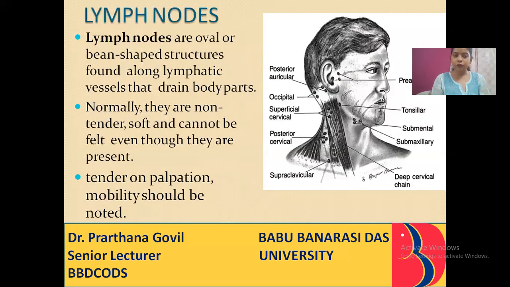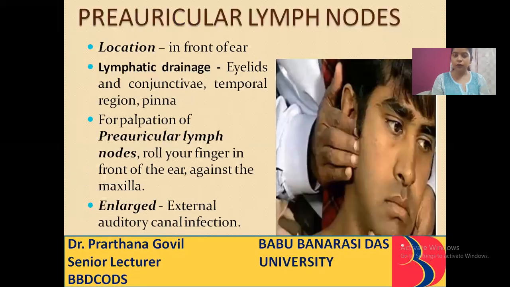Now, there are lymph nodes present in the head and neck region. You need to check them when the patient arrives in your clinic. Lymph nodes are oval and bean-shaped structures found along the lymphatic vessels that drain body parts. Normally, they are non-tender, soft, and cannot be felt even though they are present. If tender on palpation, mobility should be noted.